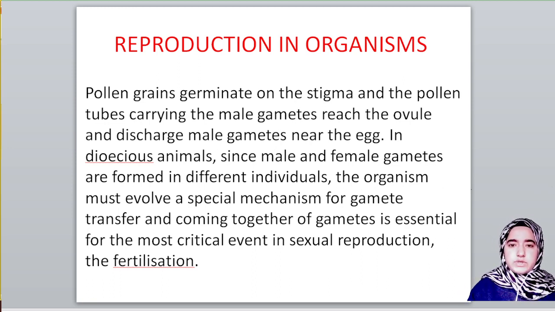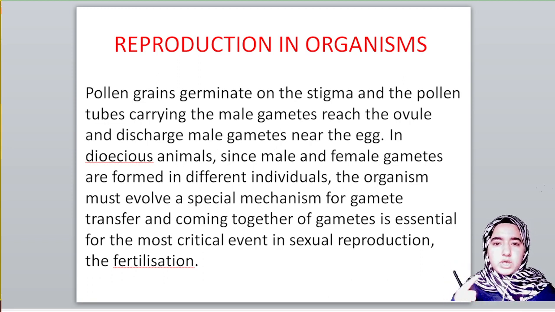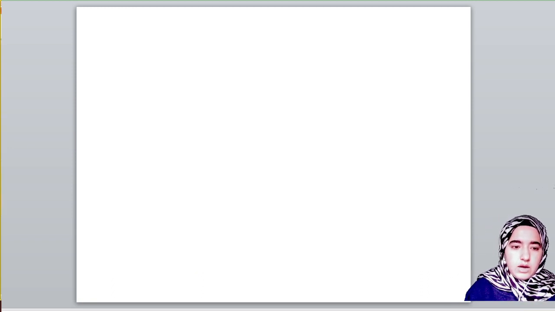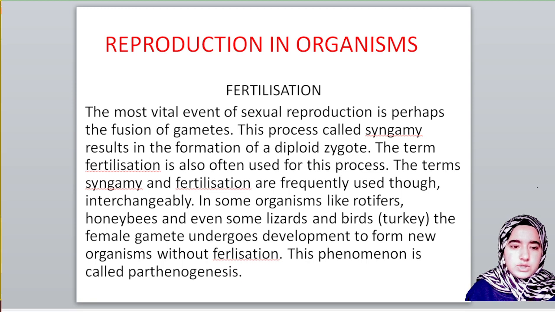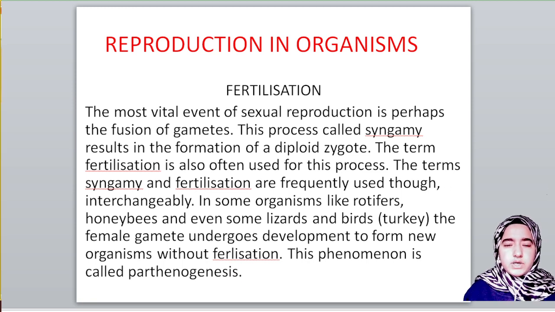Now we saw that in plants, pollination occurs and male gametes will be released near the ovule, near the egg, through pollination, and in animals we saw either insemination happens or fertilization takes place outside the body, like in water, in an external medium. Now we will see what happens during fertilization. Fertilization is the most important period of sexual reproduction.